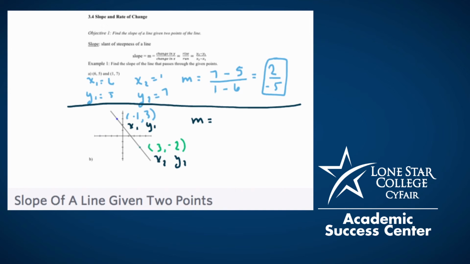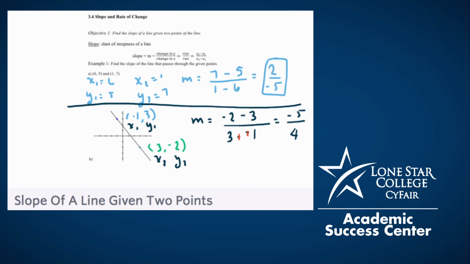So for us, in our numerator, we have negative 2 minus 3, and in our denominator, we have 3 minus a negative 1. So be very careful. In the denominator, we have minus a negative, just the same thing as adding a positive. So we'll convert that and then simplify. Our numerator value becomes negative 5. Our denominator value is positive 4.